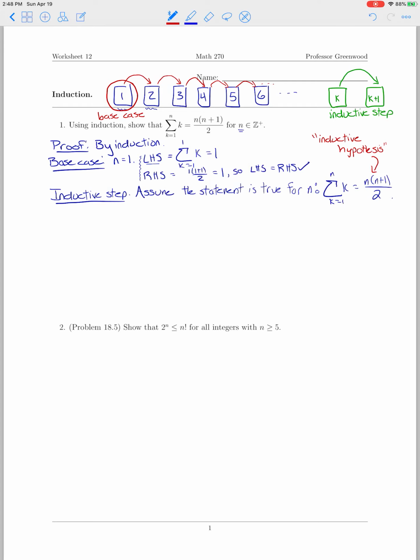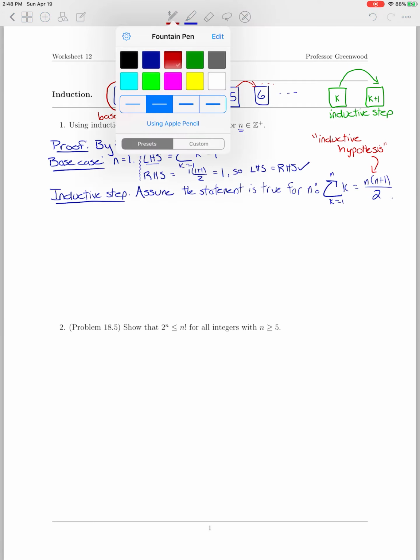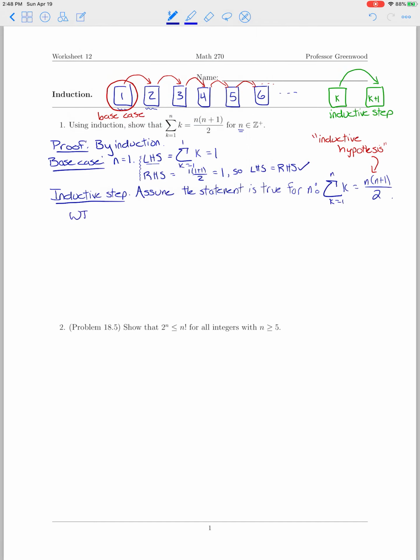All right, and so now that we've assumed that, I can write out what we want to show. We want to show that the statement is now true for n plus 1. And so I'm going to replace the n's everywhere in the original statement with n plus 1's. All right, and so this would be that domino effect right here, where we're assuming that the nth statement is true, and then we want to prove the n plus first statement is true.